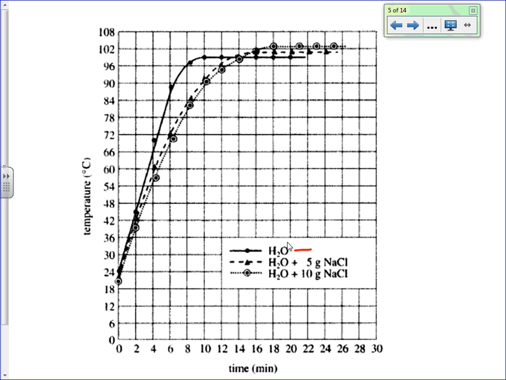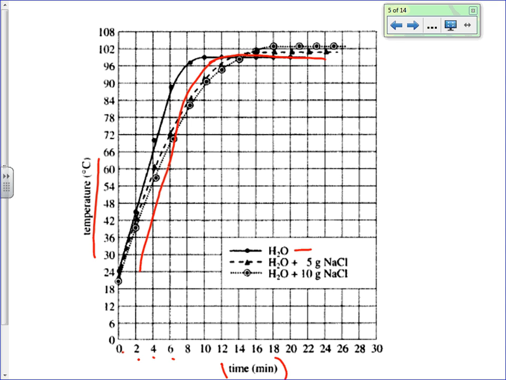Starting with pure water, which is the solid black line. We have our time here on the bottom. They took a temperature reading every 2 minutes, and we see the temperature on this side. As the time went by, you'll notice that the lines get higher and higher, because the more you heat the water, the hotter it'll get. And it'll keep getting hotter and hotter until eventually you notice that all the lines level out.